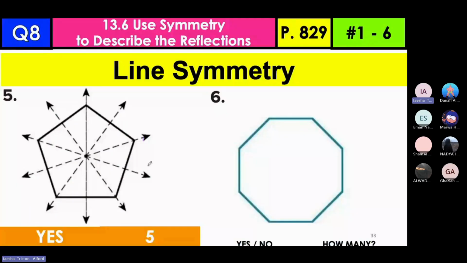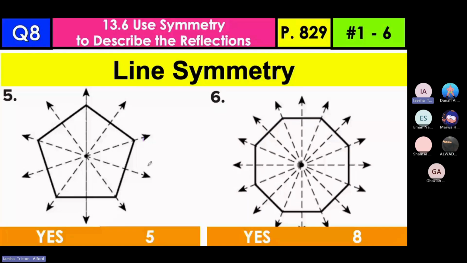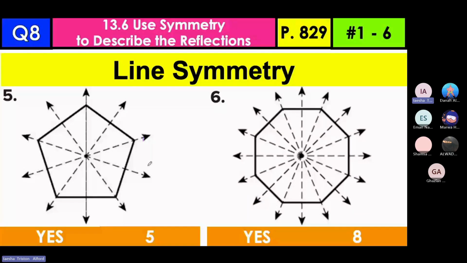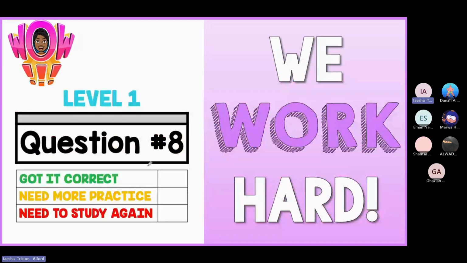So what about number 6? Line symmetry, yes or no? Yes. How many lines can you draw? 8. Yeah, that one's 8. So that's it. That's question number 8. Everybody's fine about number 8? Yes. Okay, so that's done. Number 8 should be easy peasy. Level 1 question.